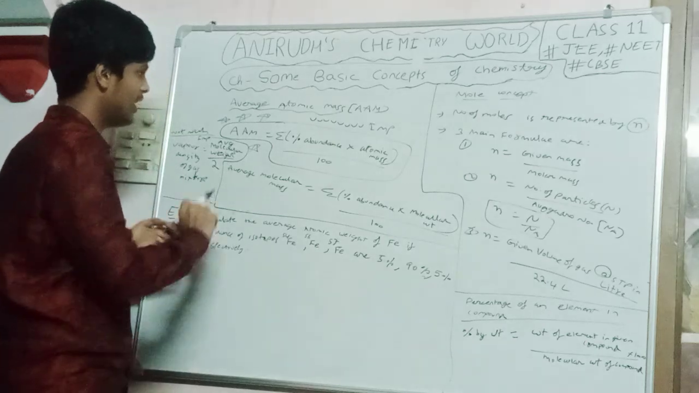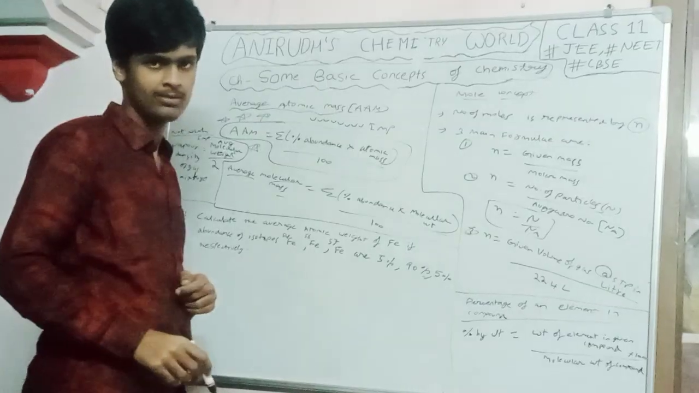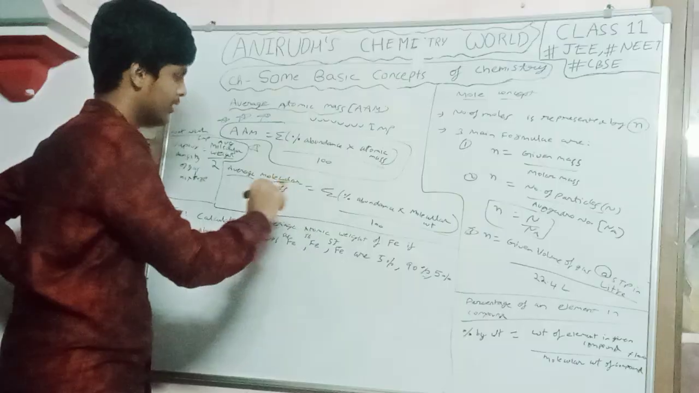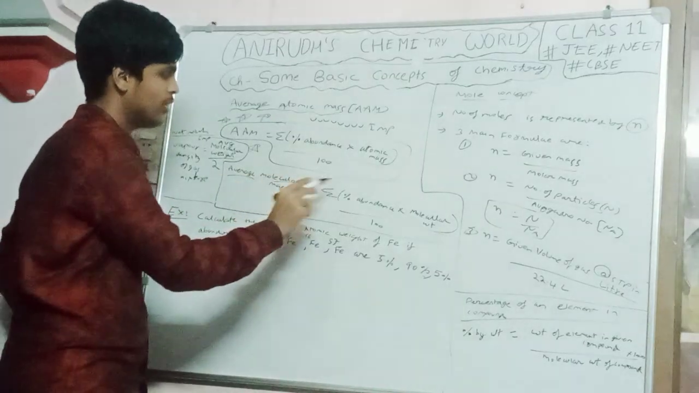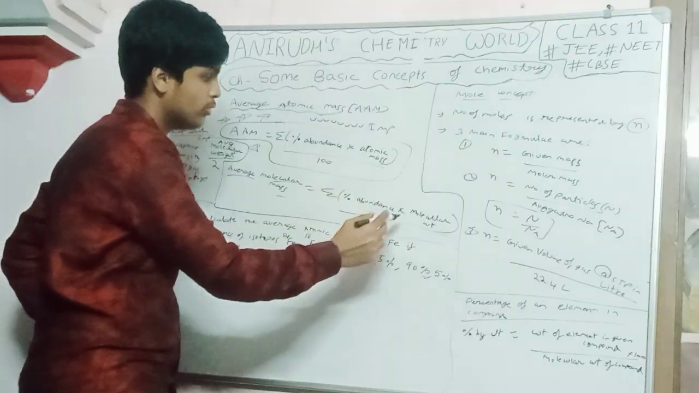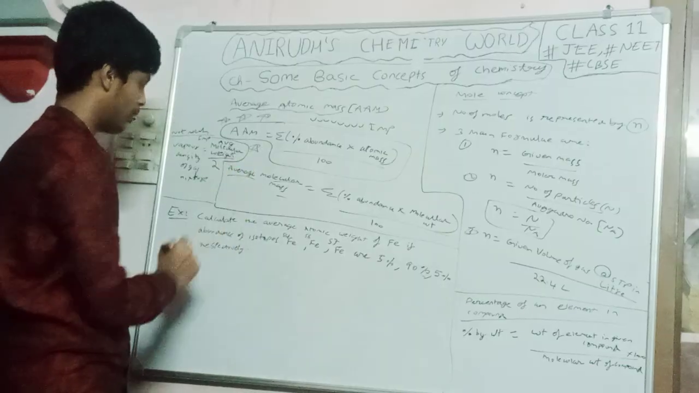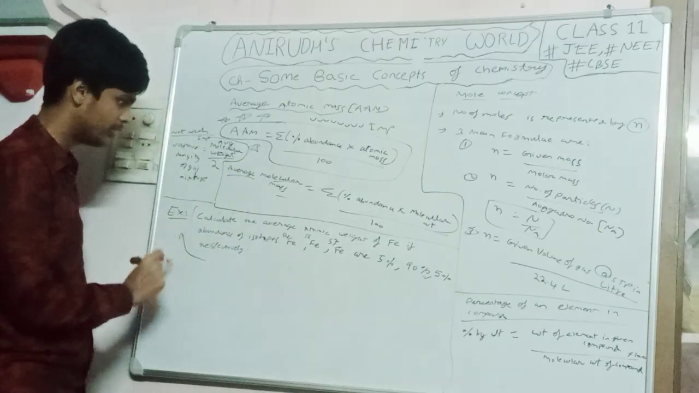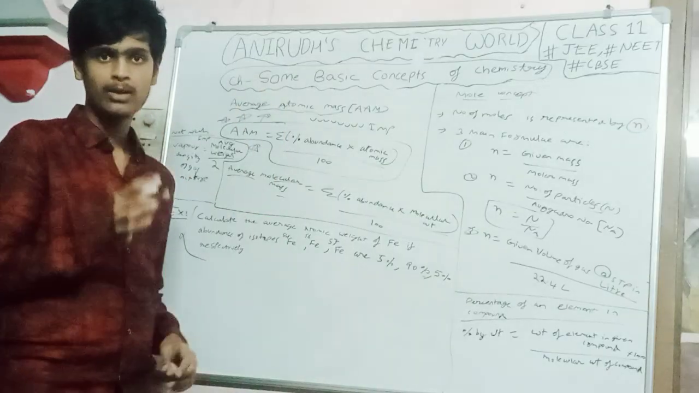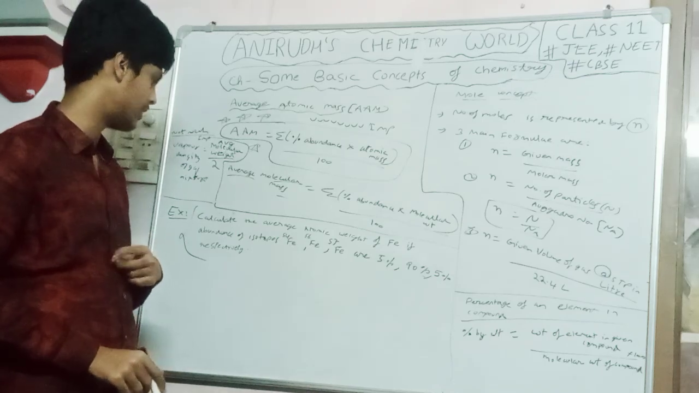Similarly, there is average molecular mass also. It's a similar formula. If you get one thing, you get another. Average molecular mass is equal to summation, sigma, of percentage abundance into molecular weight by 100. This is another very important formula. See this question. Average atomic mass is equal to this sigma. Sigma means adding all, percentage abundance into atomic mass by 100.